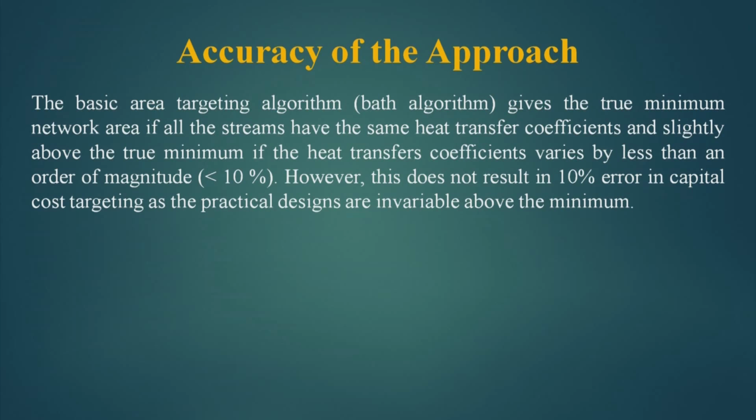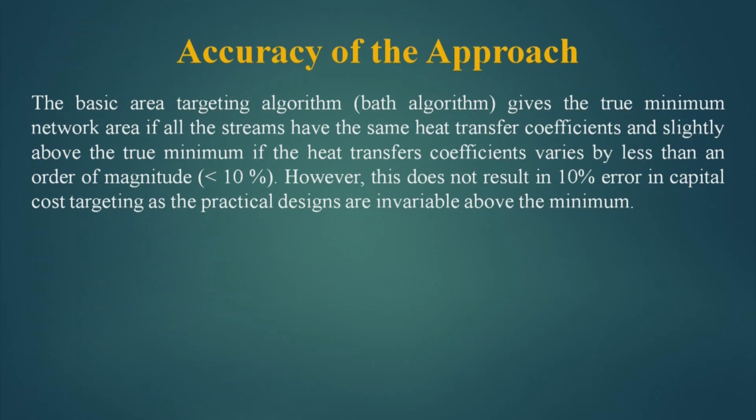The basic area targeting algorithm, the Bath algorithm, gives the true minimum network area if all the streams have the same heat transfer coefficient, and slightly above the minimum if the heat transfer coefficients vary by less than an order of magnitude, that is 10%.